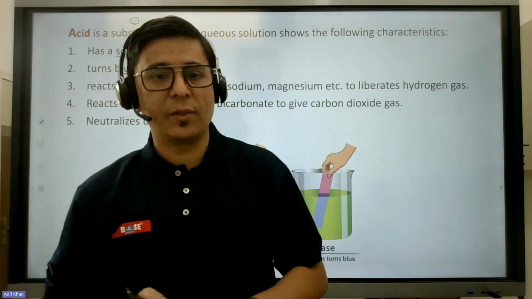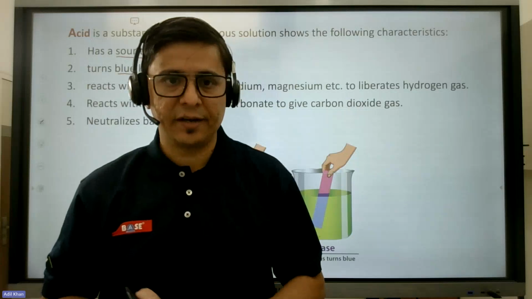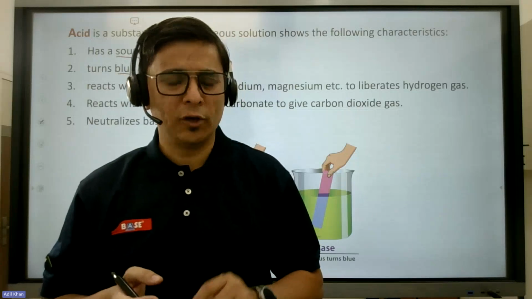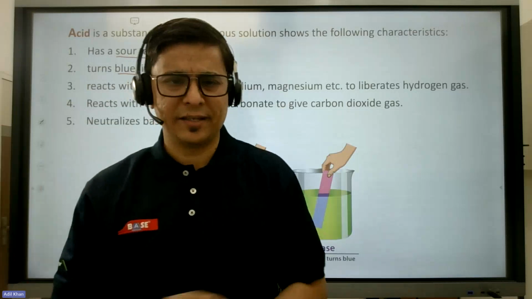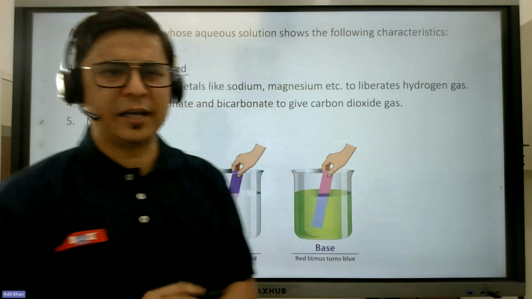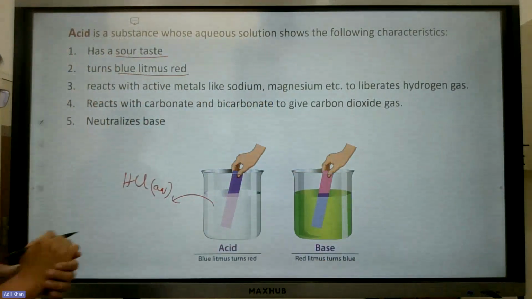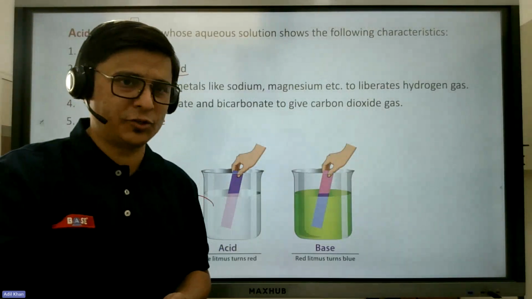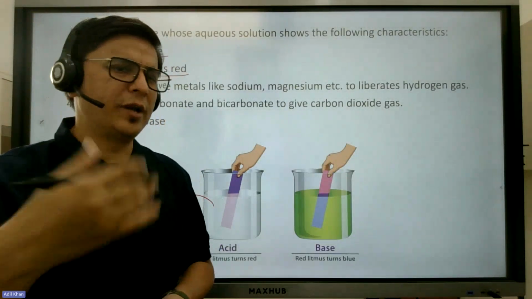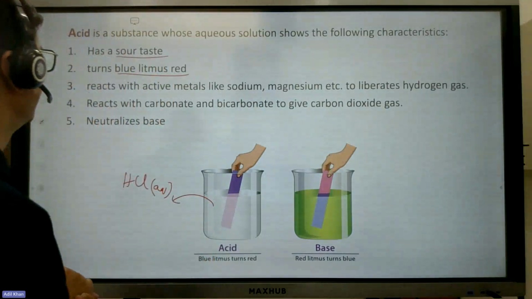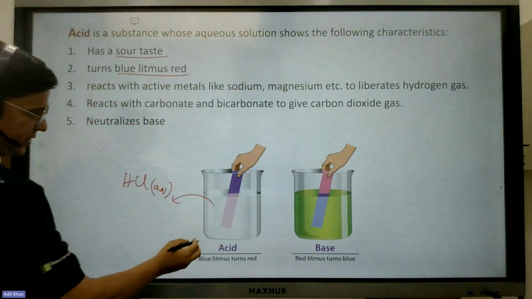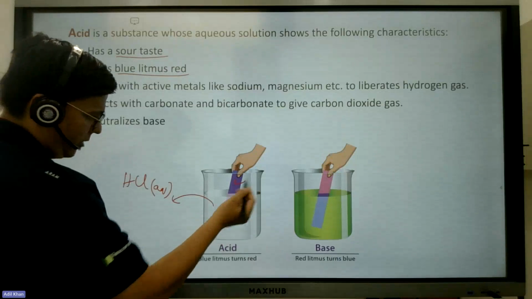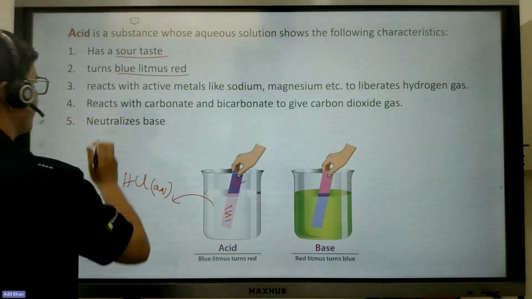Along with litmus, you have other indicators like phenolphthalein, methyl orange, thymol blue, malachite green, and various other types of indicators, natural and non-natural also. For example, colored cabbage is also an indicator. You would have done this in your lower classes. So they turn blue litmus red. You can see here, this is blue litmus in an acid solution. It is becoming red or pinkish in nature.